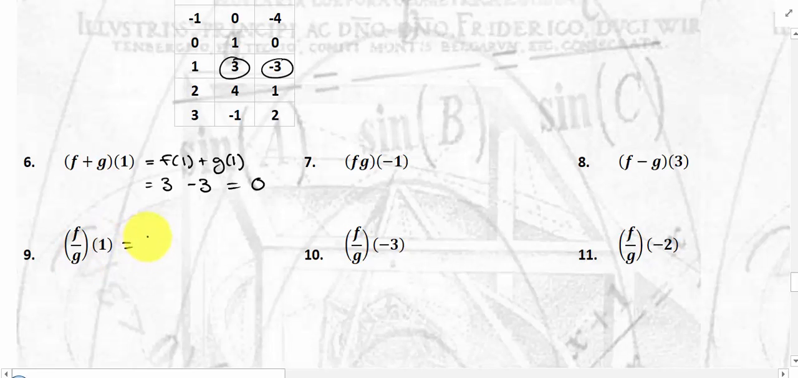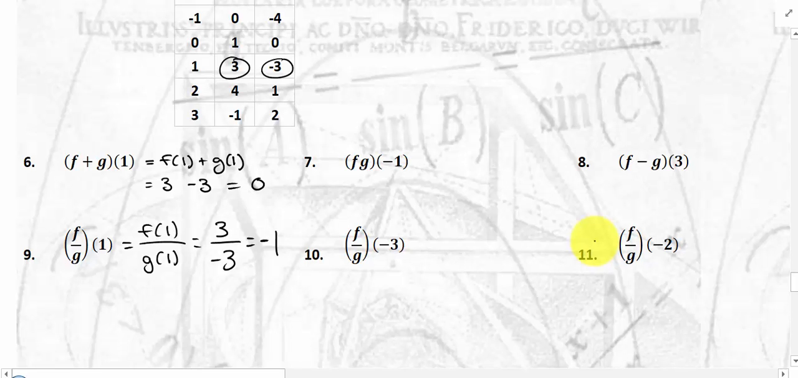F over g at 1, by definition, is f of 1 divided by g of 1. And we just grab the two values right here: 3 over negative 3, so it is negative 1. Okay? I'm going to let you do the other, for example, right here. They are very, very straightforward.